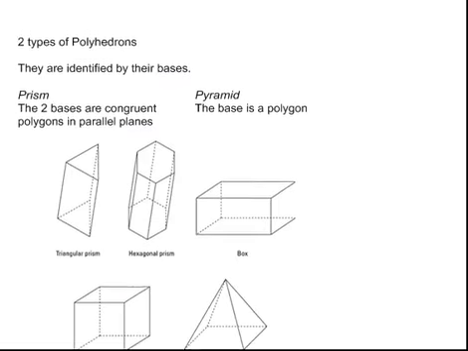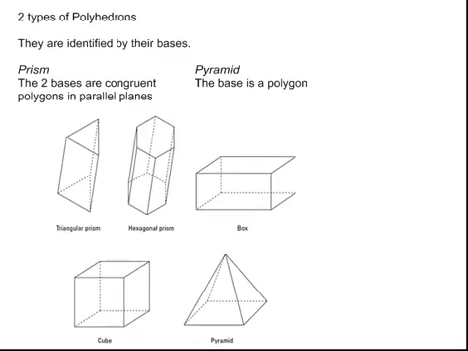Here are two types of polyhedrons. They're not the only types, but they are the two basic types that we will be looking at in our class. We have a prism and a pyramid. Now, the difference between the two, they are identified by their bases. The two bases are congruent polygons in parallel planes if it is a prism.